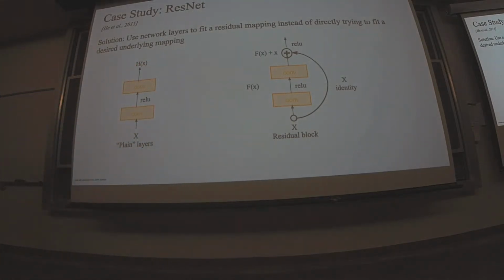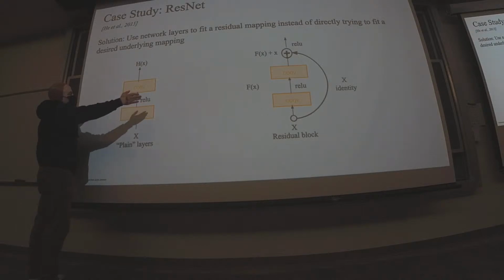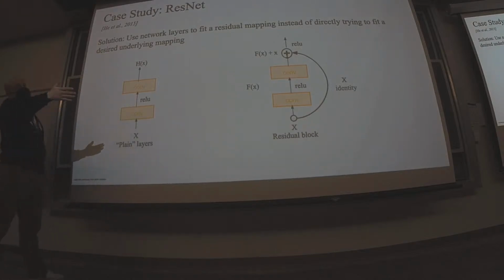does the trick. So in a typical neural network, you would just have your convolutional layer followed by activation. We learned about batch normalization.